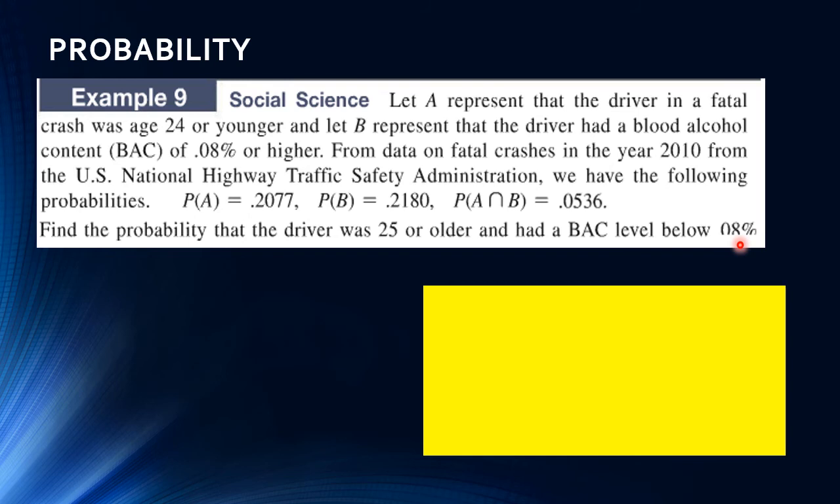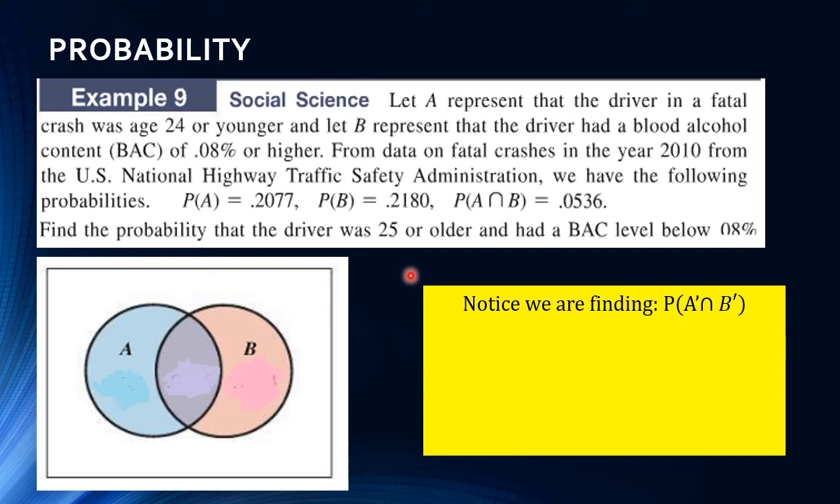So notice here what we're looking for is the probability that the driver was not A and not B. It was 25 or older, not 24 or younger. And the blood alcohol level was below 0.08, so it's not B, the 0.08 or higher. Now, what is not A and not B? What is the intersection of not A and not B? If we look at this diagram, we might be able to figure this out. Everything that's not A is everything outside the circle of A.